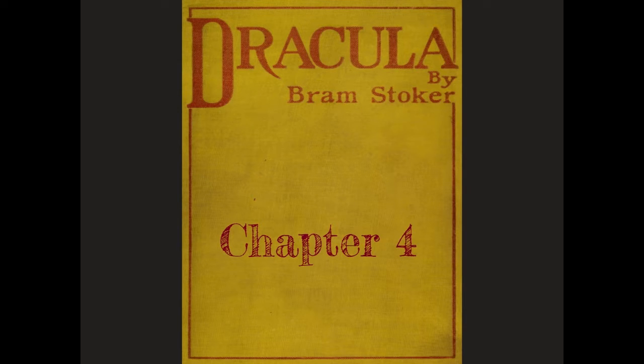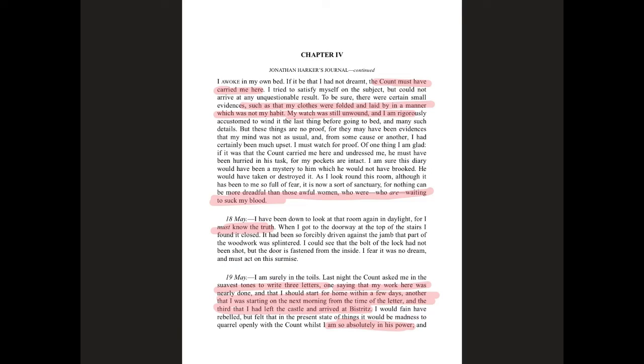Anyway, here's chapter 4. We've still got Jonathan Harker, prisoner of Count Dracula at Castle Dracula. And again, as normal, we will go through and find little things to look at. But we can think about themes of homoeroticism here, because look at this, he's gone to bed.